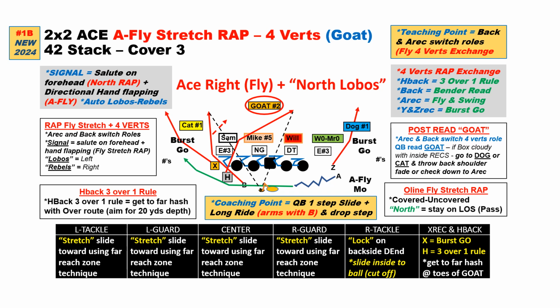We can then run our first run action pass off of that. Great movement, faking the fly. H uses his 3/1 rule to the far hash. X wants to burst out to get his go on the numbers, but now we'll switch and have the back run the bender read, and the A will swing outside. Quarterback reads this exactly the same as 4 verts. Slide mesh, 3-step drop, read the goat inside out for the B or the H, and then to the X or the Z on the outside, inside out.